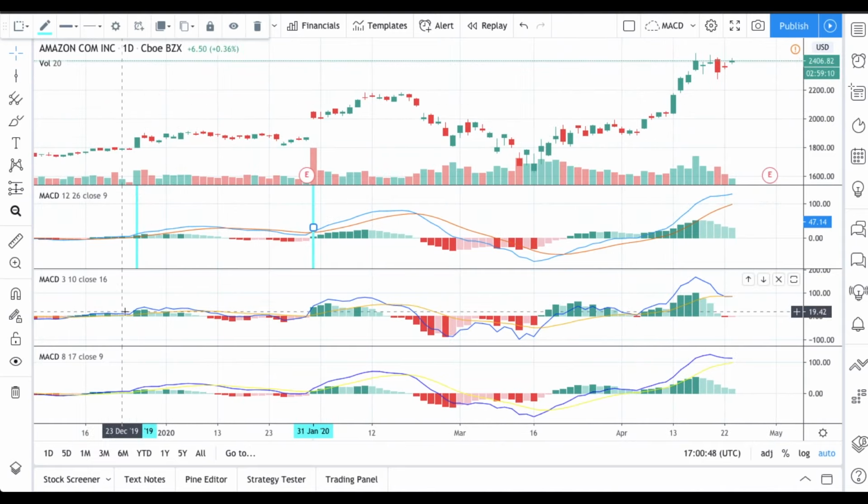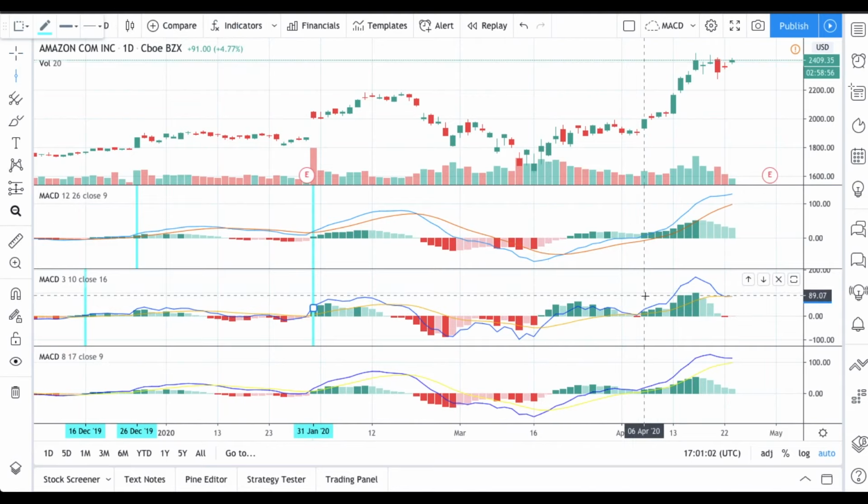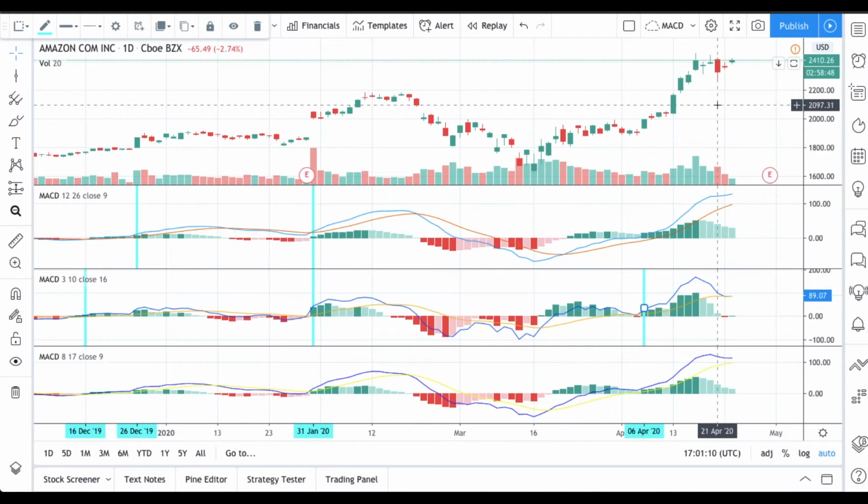On the 3, the 10, the 16, the default ones, you probably would have got in around here if you had the confirmation. You could have got in here as well with that confirmation, and right about here as well. Now for this section here on the default settings, I would have left that alone. I would have missed out on that and not had the opportunity. You're not going to get everything with indicators. You're going to miss some depending on what your strategy is.